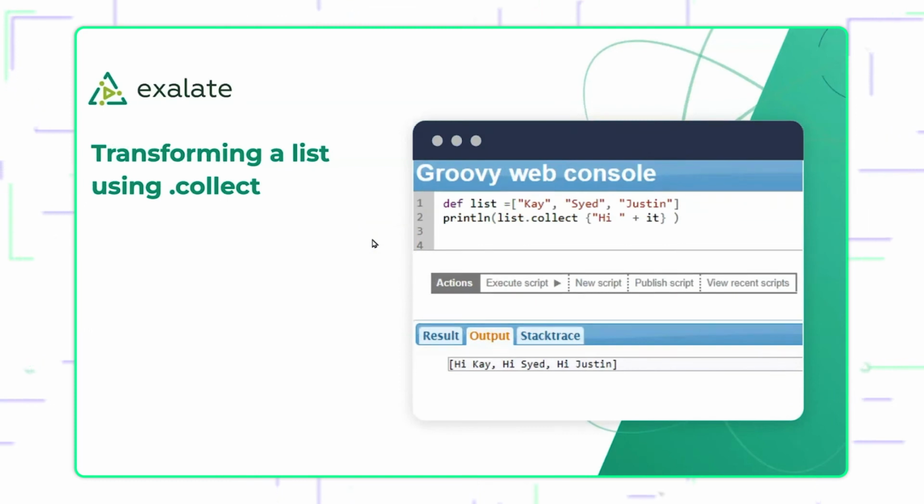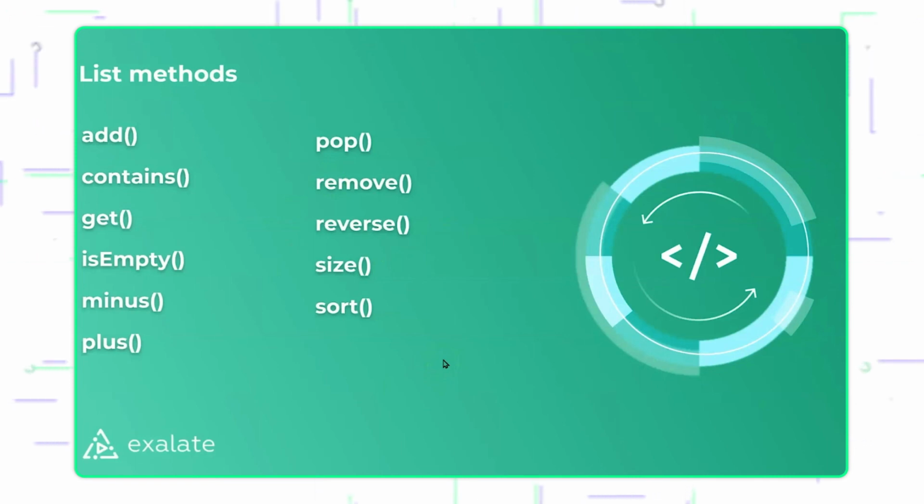Another useful method used with a list is the collect method. It is used to modify the items in the list and return another list with updated values. How does this work? Let's say I've got a list of names on line number 1, but on line number 2, I'm calling the collect method, and as a closure, I'm passing the word hi plus it. So basically what I'm saying is that for each iteration, for each item within my list, it will add the word hi to that. So it becomes, "Hi, Kay. Hi, Syed. Hi, Justin." Of course, there are plenty of other methods you can use on lists.